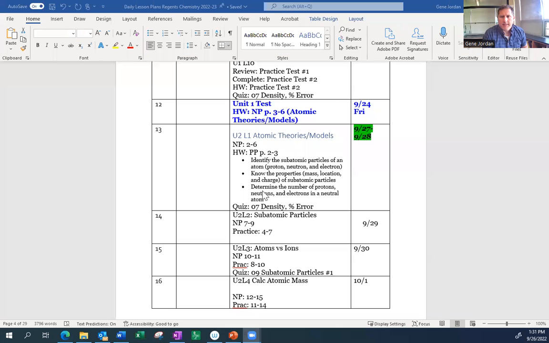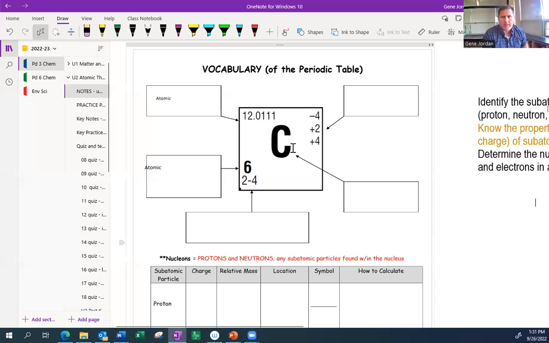Okay, so we're on page 7 of our notes. Make sure you find your way to page 7, and you'll see this. Now, where does this come from? Let me just switch cameras here and see how I can do this. I want to show you the periodic table.